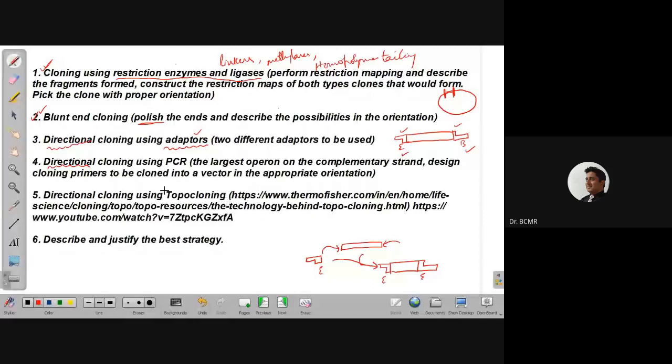This is your self-study kind of thing. I will describe topo cloning only after I finish it. I was trying to add some resources. Maybe once you see the resources, you will get a better understanding.